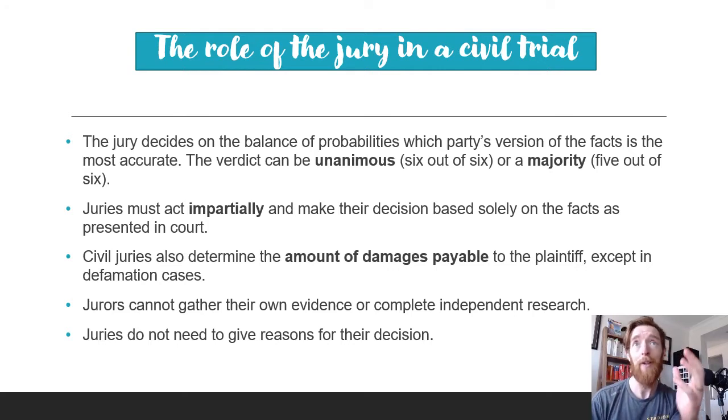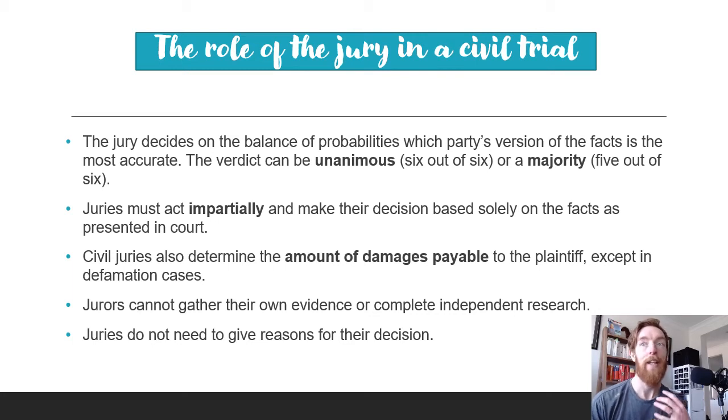So then the role of a jury in a civil trial, they decide on the balance of probabilities which party's version of the facts is the most accurate. And the verdict can be unanimous, 6 out of 6, or a majority, which is 5 out of 6. And so juries must act impartially, so they can't be biased in any way. They must make decisions based solely on the facts presented in court. They can't do their own research. They can't go away and look up this person on Facebook or Instagram or on a dating website and see what they're like.